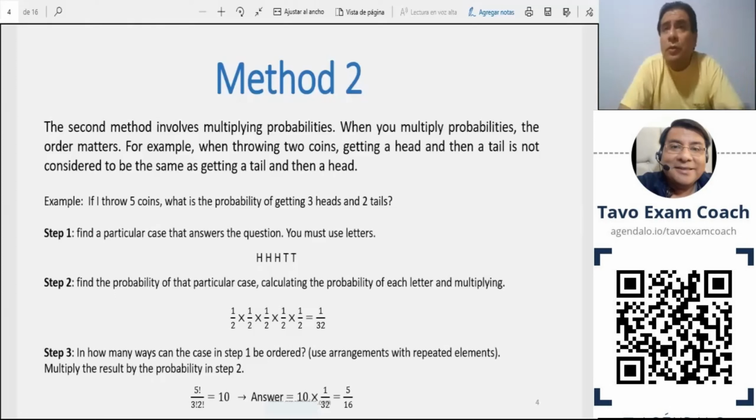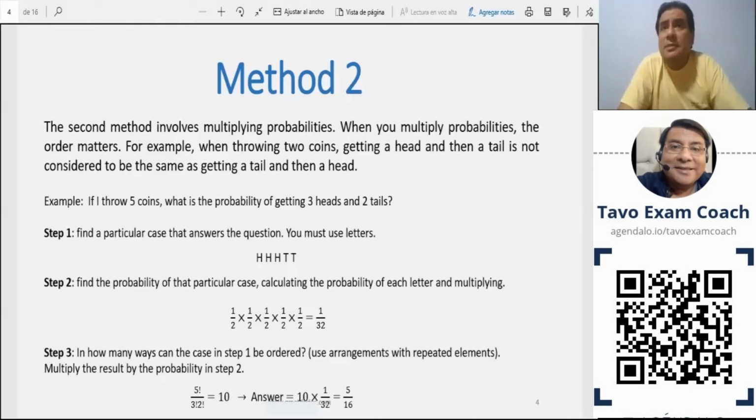For example, when you throw two coins, getting a head and then a tail is not considered to be the same as getting a tail and then a head. So we should mind the order in which the results can be obtained for a compound event. Let's explain this method using a long example, which we are going to explain step by step.